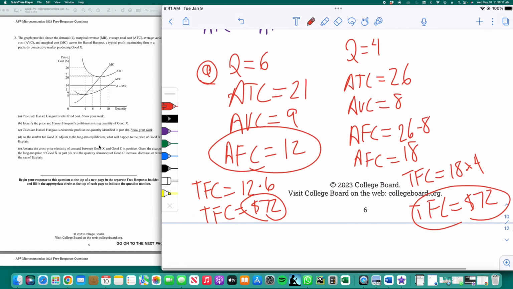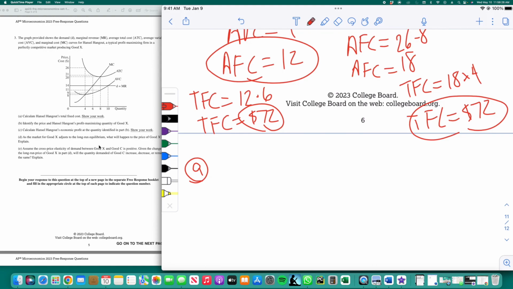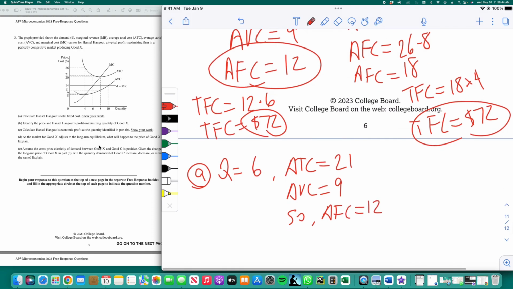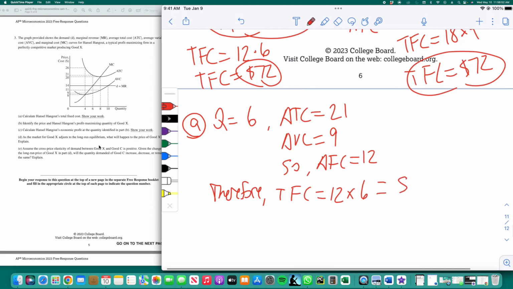So it doesn't matter what quantity you pick, right? Because either way, you're doing the same formula. You're doing ATC minus AVC, which will give you the AFC, and then that will give you the total fixed cost. So for the answer for A, all you would need to put is quantity equals 6, ATC equals 21, AVC equals 9. So AFC equals 12. Therefore, total fixed cost equals 12 times 6, which equals 72.